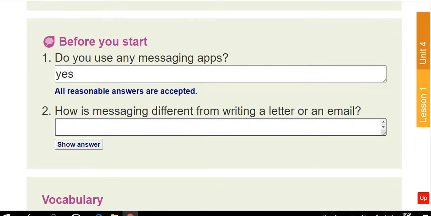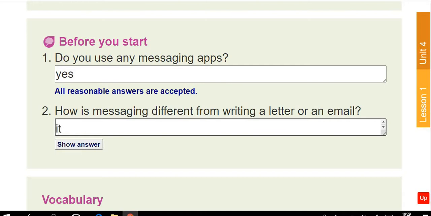Of course, before dealing with the unit, do you use any messaging app? Of course, yes. We use Facebook Messenger, we use WhatsApp, the Telegram. All of these are messaging apps that we use daily. But how is messaging different from writing a letter or an email?